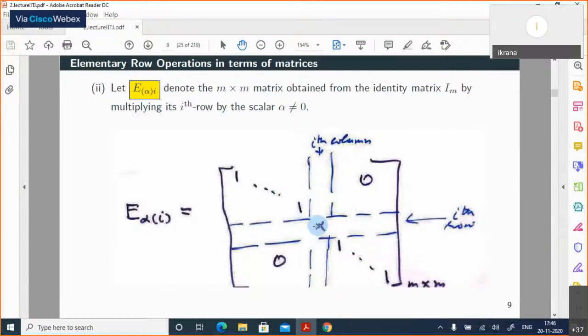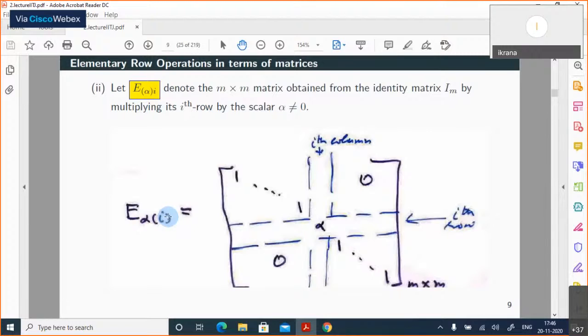And there it will be alpha, and the remaining will be 1 again. So this is the second type of elementary matrix, obtained from the identity matrix by applying that elementary row operation of multiplying a particular row by a non-zero scalar.